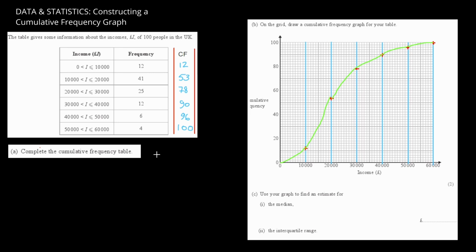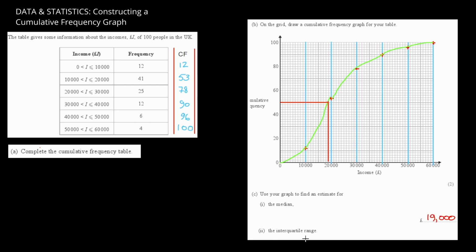Now Part C. We've got to find an estimate for the median. The median value is halfway up the cumulative frequency scale up to 100, so the median point will be at 50. If I draw a line from the 50 point across to the graph and then vertically down, the answer lies on this scale down here. Reading off the scale, I'm getting an answer of 19,000.